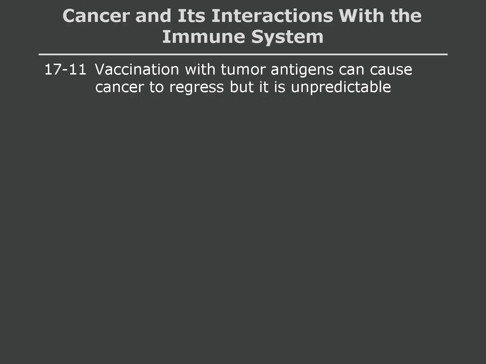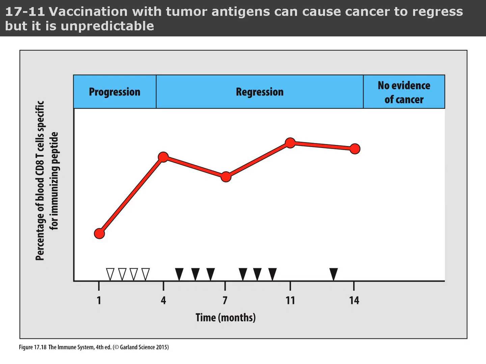Vaccination with tumor antigens can cause cancer to regress, but it is unpredictable. This graph shows the response to cancer vaccination using a tumor-specific antigen. Early after vaccination, the patient's tumor progresses despite rising levels of antigen-specific cytotoxic T cells. Over time, an increase in T cell numbers correlates with tumor regression. Eventually, the patient shows no evidence of cancer. However, the response to vaccination is unpredictable as different individuals vary widely in how their immune systems respond to tumor antigens and control tumor growth.